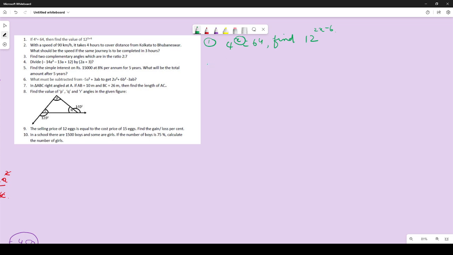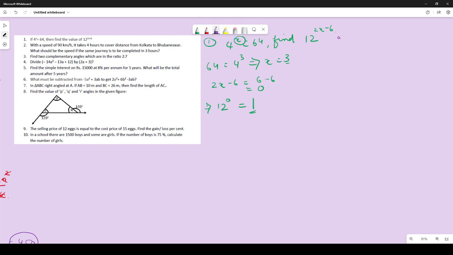64 can be written as 4 to the power 3, right? So this implies that the value of x is equal to 3. Now let us substitute this value over here. So 2x minus 6, now x we are substituting as 3. So this gives us 6 minus 6, which is equal to 0. So this implies 12 to the power 0, and it would be equal to 1. So your answer would be 1.